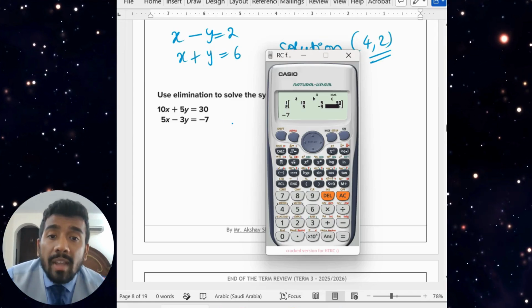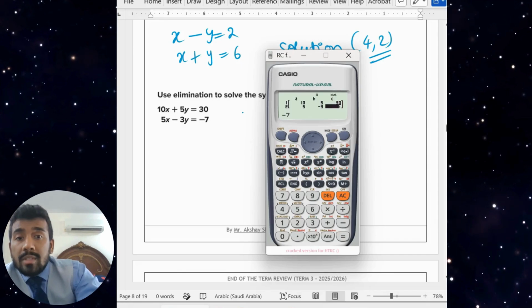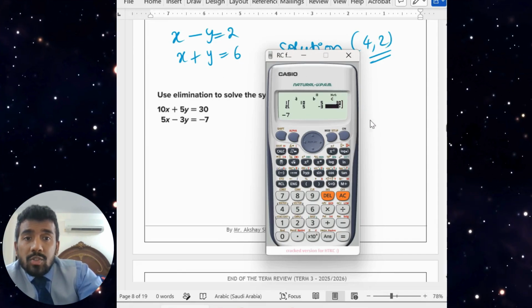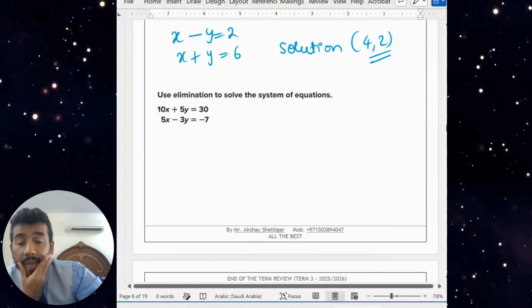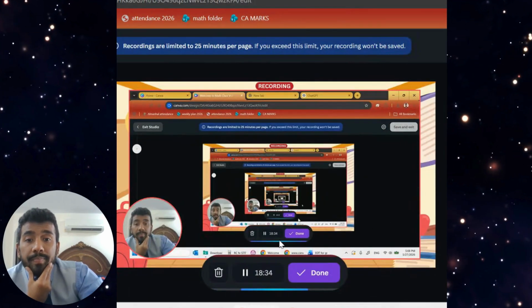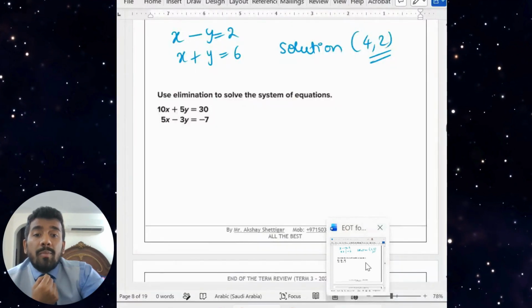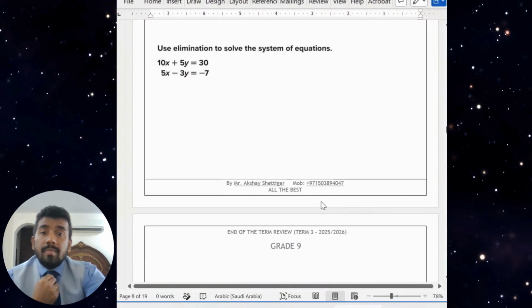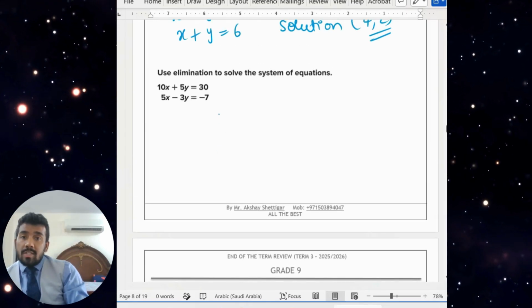But some of the kids don't have a calculator. Then what do you do in this case? Okay, let's do this question without a calculator first, and then we can go ahead with solving with the calculator. Okay, let's go ahead with the steps for this question. Use elimination to solve the system of equations.